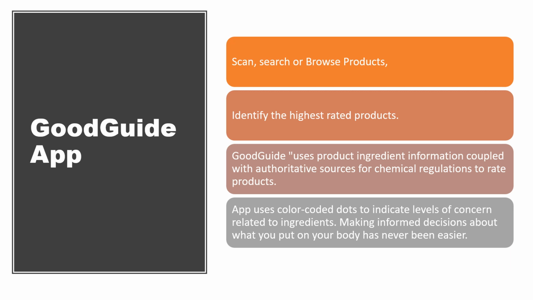So these apps are needed to decode and understand the toxicity concerns with all cosmetic products, and at the same time they help you understand the various ingredients as well. It also uses product ingredient information coupled with authoritative sources for chemical regulations to rate the product. The very best part about these apps is that they rate the product so that you can understand how many consumers are actually feeling good about the product.